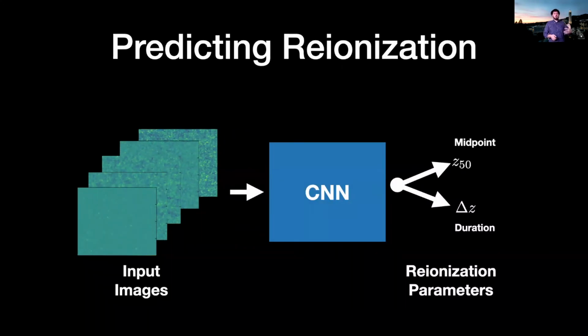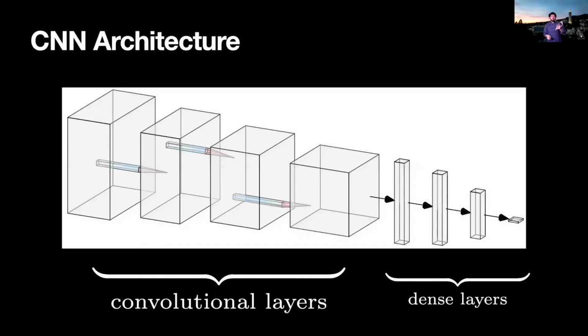It does these mathematical operations, and then on the other side, I get reionization parameters. This is an example of a regression task where I have image data on the left, the input, and on the right, I get two floating point numbers at the end: the midpoint and the duration of reionization. This is a visualization of that network architecture. On the left is my input image cube. The X and Y are the images in the plane of the sky, and the Z axis is different redshifts, different frequencies.